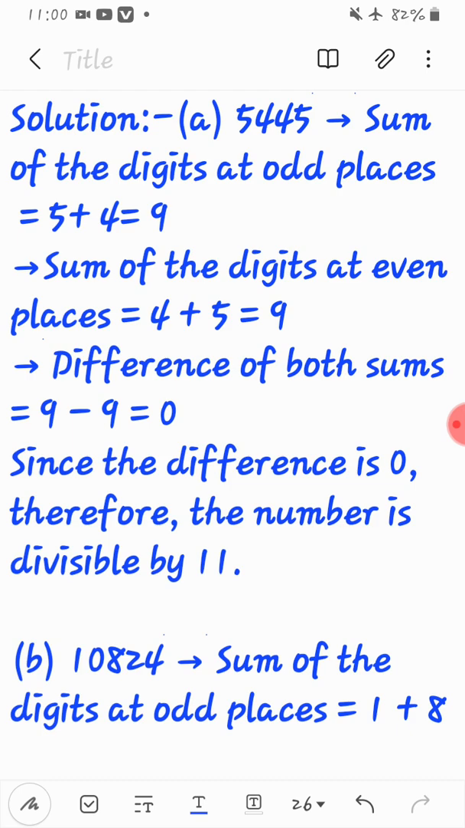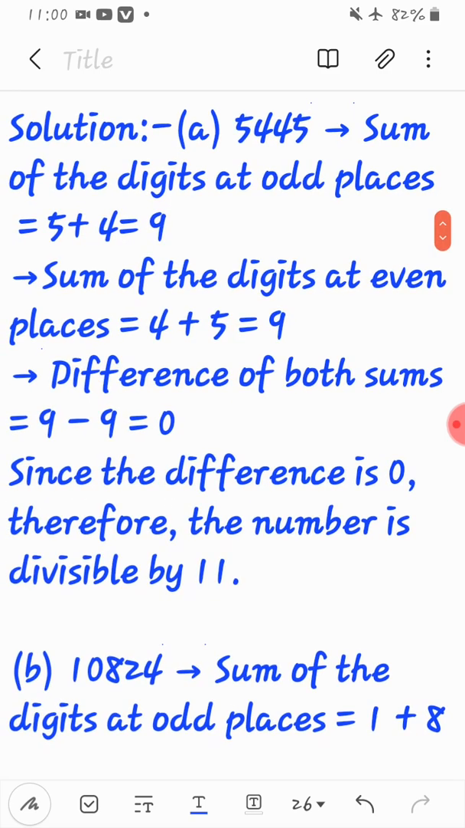So the difference, that means after subtracting 9 and 9, what will we get? Obviously we will get 0. Since the difference is 0, therefore the number is divisible by 11. Understood? Now let's proceed to B.